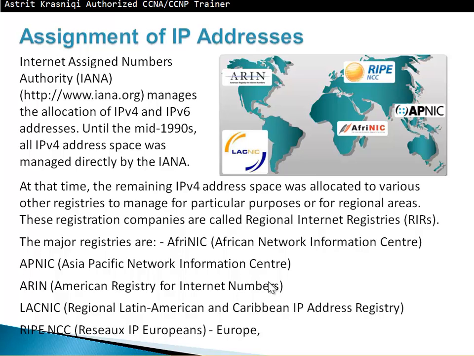There are 5 RIRs. First of all is the African Network Information Center, AFRINIC, which deals with the African side managing the IPv4 addresses. Then we have the Asia Pacific Network Information Center. Then we have the American Registry for Internet Numbers. Then the Latin American and Caribbean IP address registry, and RIPE NCC for Europe.